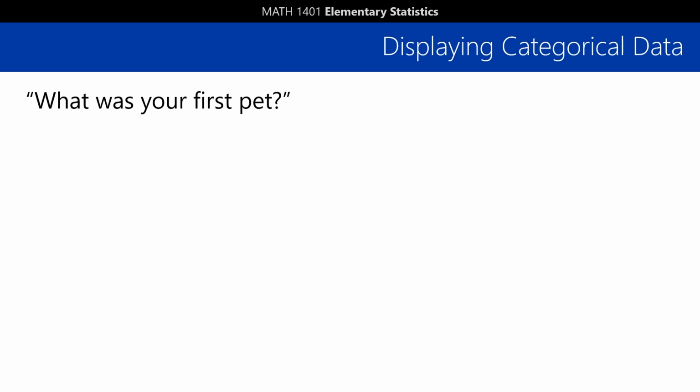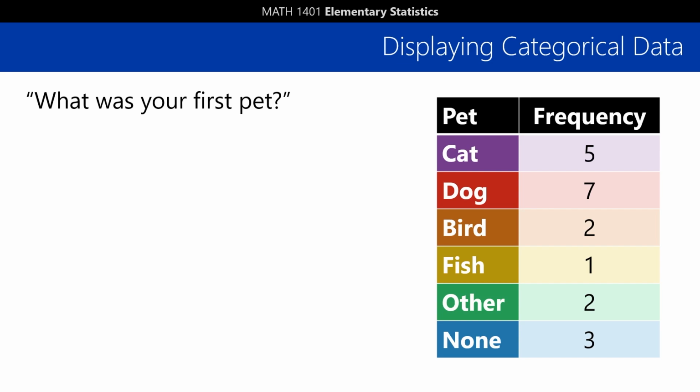Suppose a middle school math teacher is teaching a unit on statistics, and they ask each of the students in their class, "What was your first pet?" and then they record the students' answers. We can report the data in what's called a frequency table, in which we count how many times each response was given by a student.